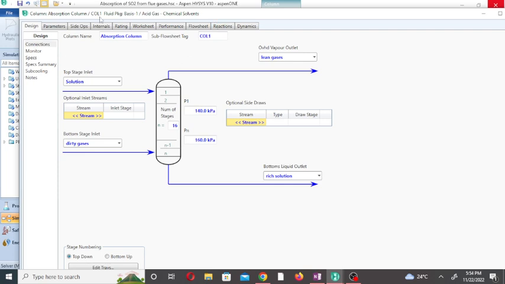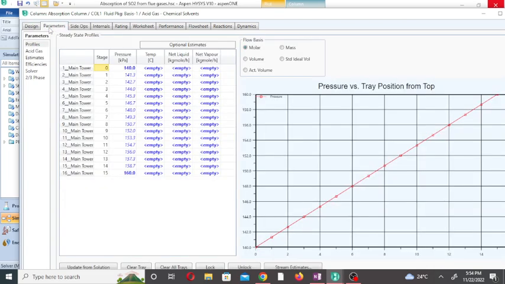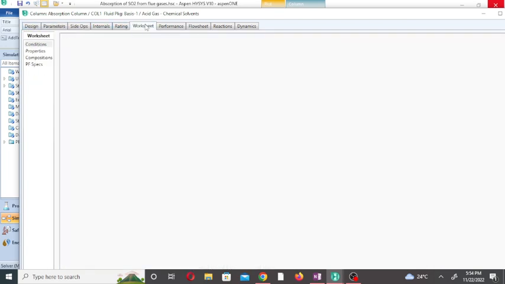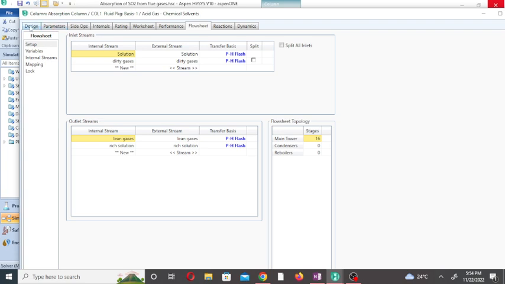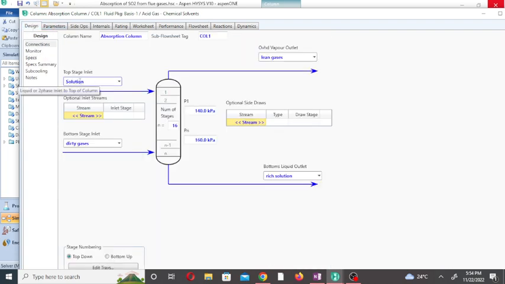Double click on it. Come to the connection, and this is the parameter. This is the worksheet, and this is the flow sheet. So come to the design. The inlet is the solution and the dirty gas, and the overhead product is lean gases, and this is the rich solution.